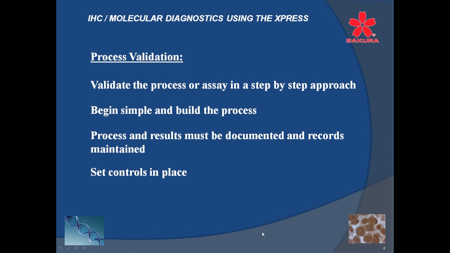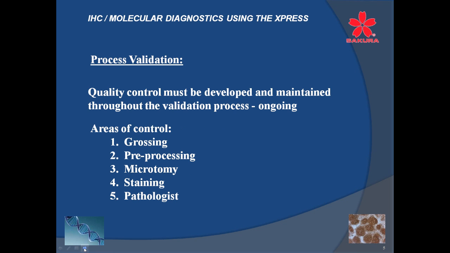And then set controls in place. And we're going to talk about those. It's not really talking about the immunohistochemical control slides, but the controls we'll go over and you'll see what those are, and they really need to be put in place before you start your validation, and then of course carried on through the whole process. So the quality control must be developed and maintained throughout the validation process.